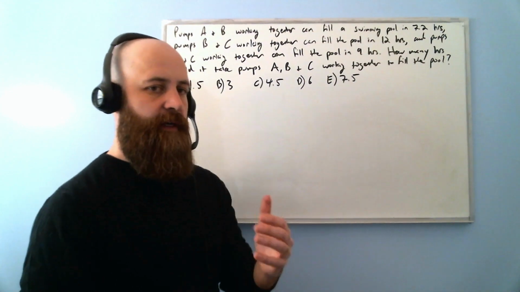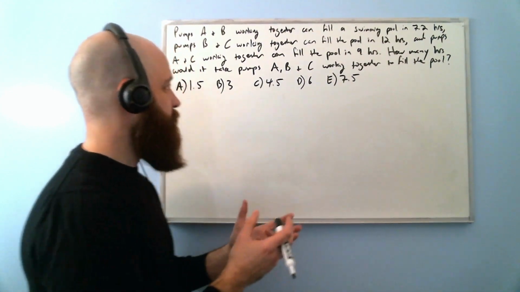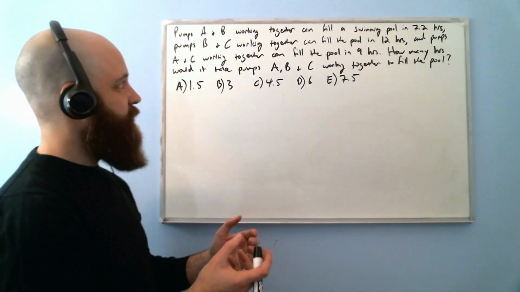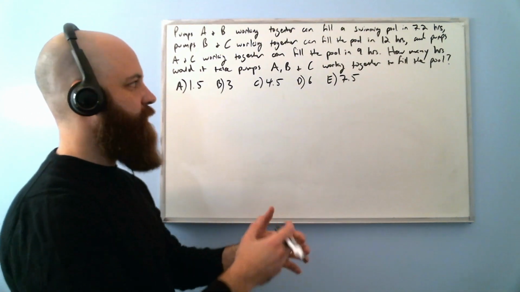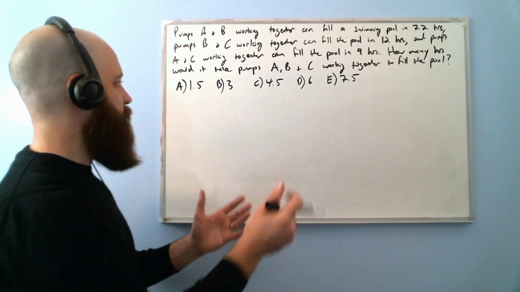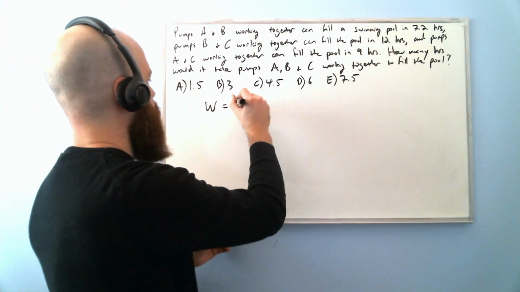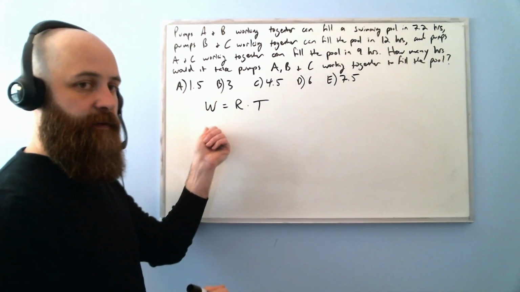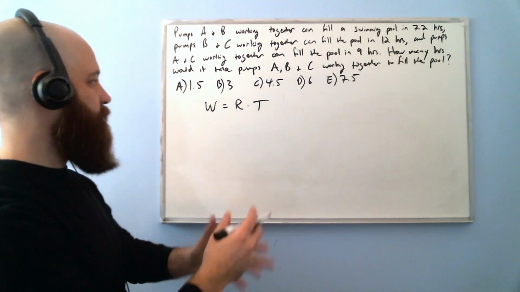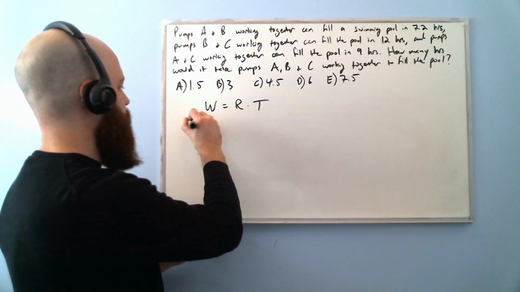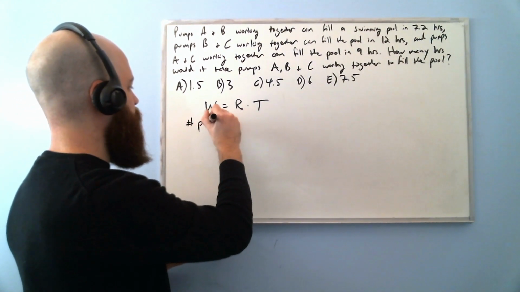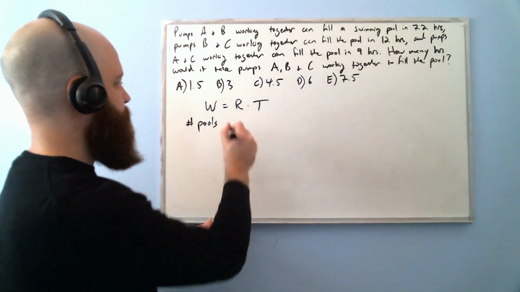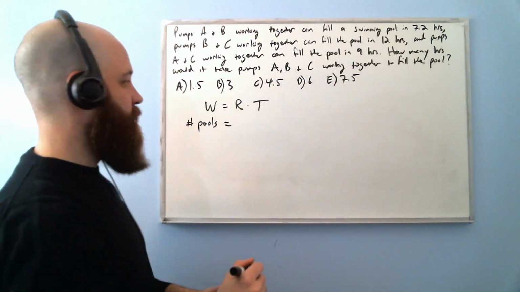Okay, so like some of the previous questions we were discussing, this is a rates question. We have different machines working at different rates to achieve a task. So I'll say I want the equation work equals rate times time. Now, what's the work in this question? Well, we're not producing cakes, we're filling pools, so I could say, I guess, the number of pools filled, that's my work. Okay, what's the rate for the different pumps?